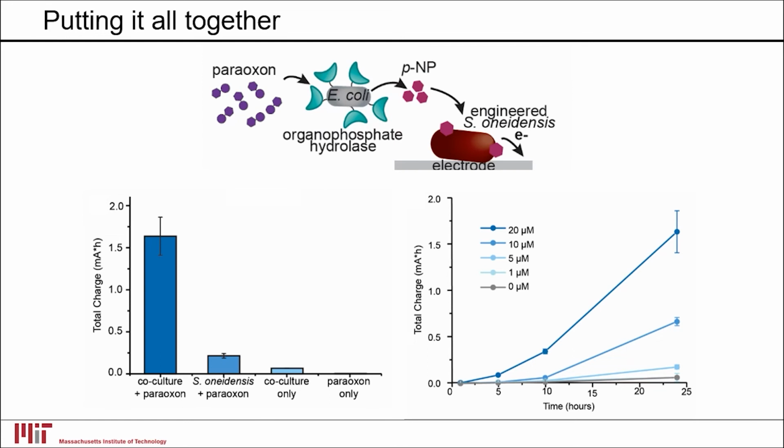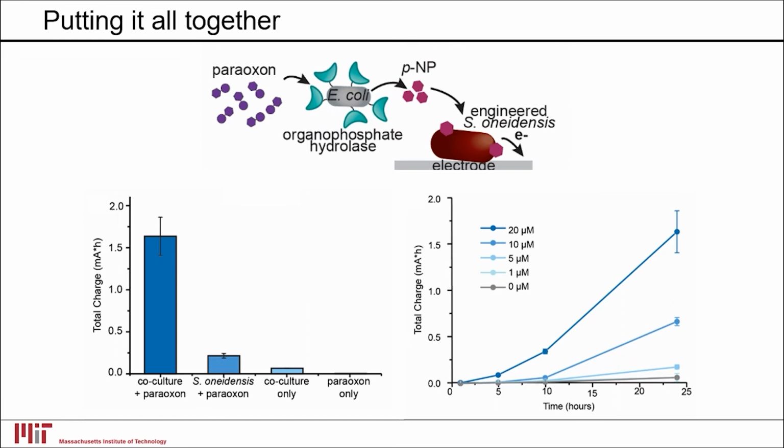If we have just the cells and the paraoxon, just the Shewanella and the paraoxon, we see a small amount of current and charge. And this is, again, likely due to a little bit of background degradation of that paraoxon to PNP. If we just have the co-culture of cells, we see no background current. And similarly, if we have only the pesticide, we similarly see no charge. What was really surprising to us, though, is what's shown on the right, in that this sensor was actually quantitative.